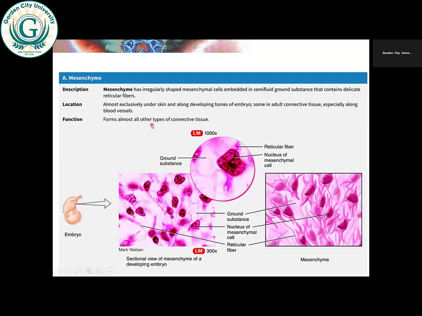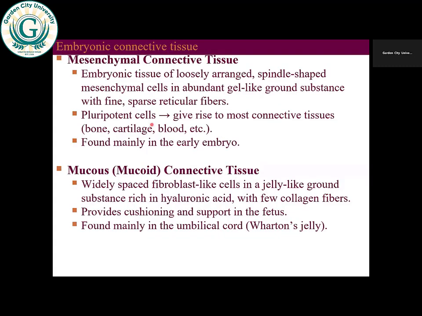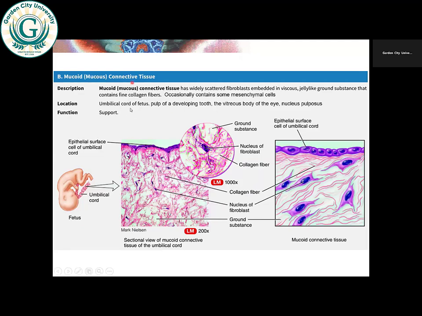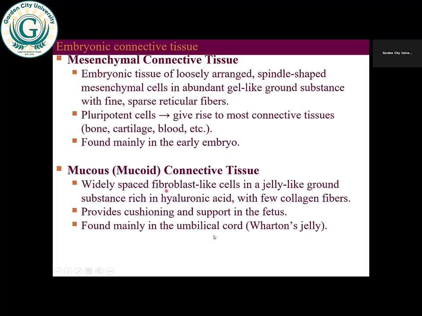And they give rise to all other types of connective tissues. They are found in the early embryo. They are pluripotent cells. In other words, they give rise to almost all the connective tissues. So that is what you need to know. The mucous or mucoid connective tissues are found in the umbilical cord of the fetus. They are found in umbilical cords.